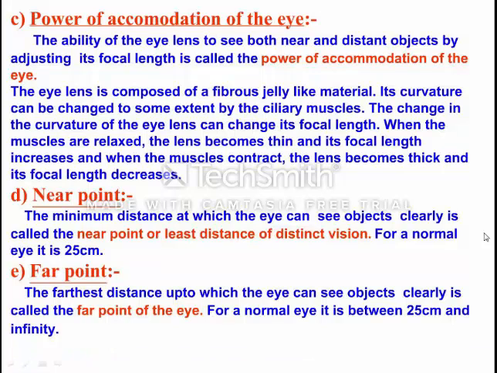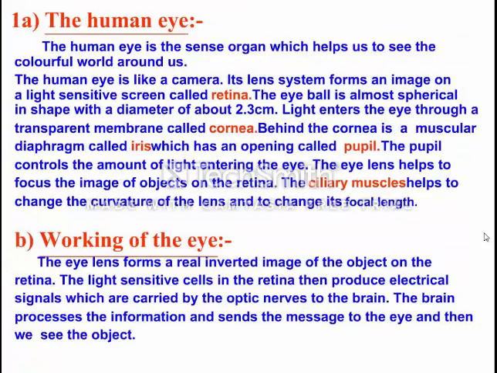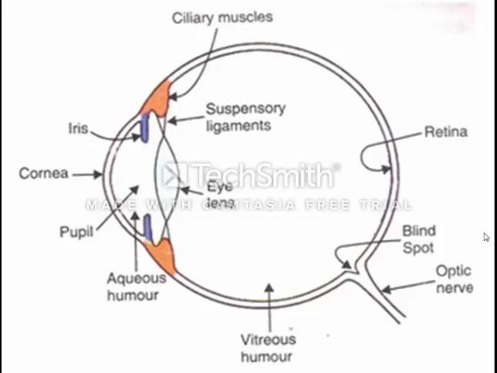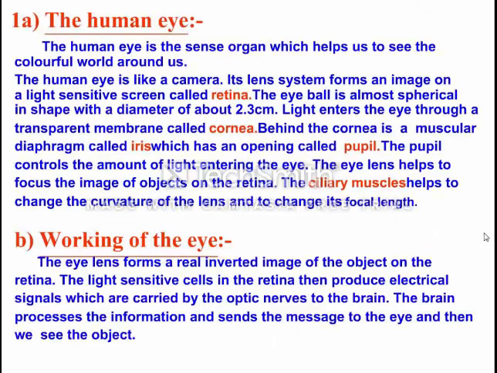Good morning, students. In our last class, we have seen the structure of the human eye. Now we will talk about that portion only. So, basically, we have seen the function of iris, cornea, pupil, and ciliary muscles. The function of ciliary muscles is very important.